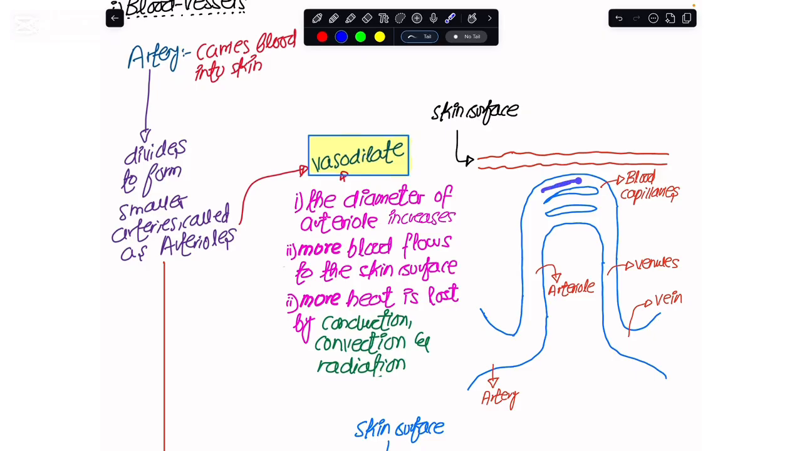And when more of the blood is coming into these blood capillaries from these arterioles, more of the heat would be lost through the skin surface by the conduction, convection, and radiation phenomena.